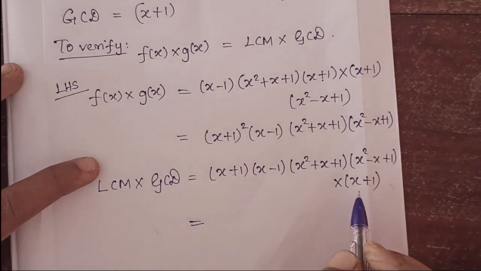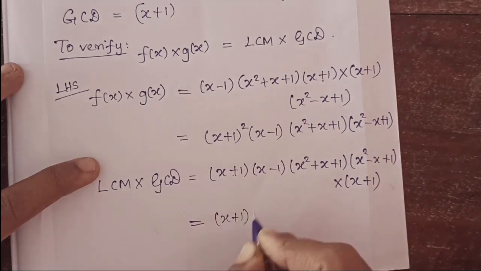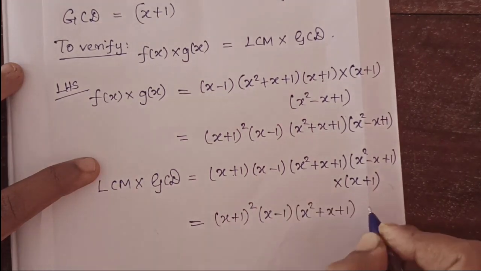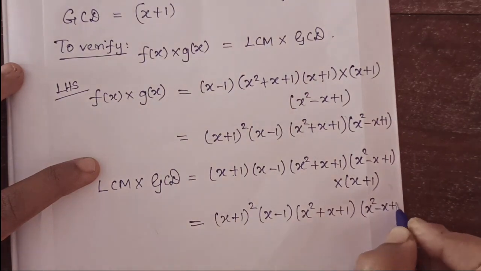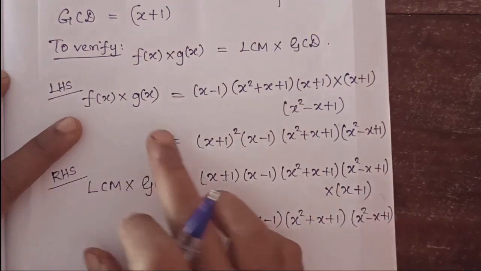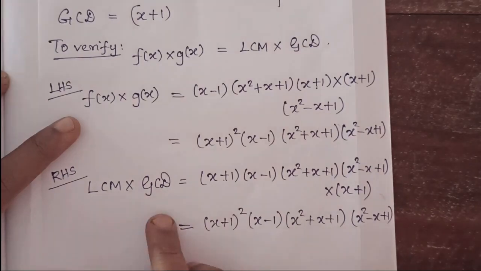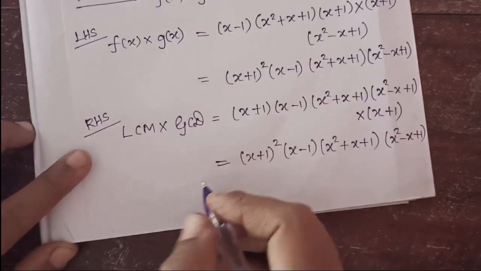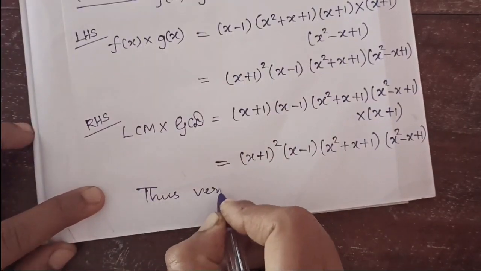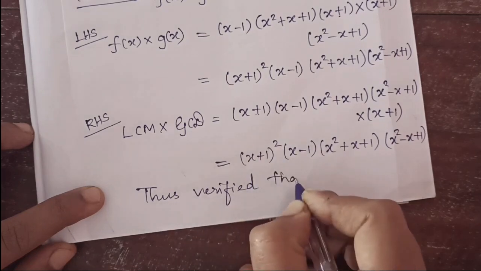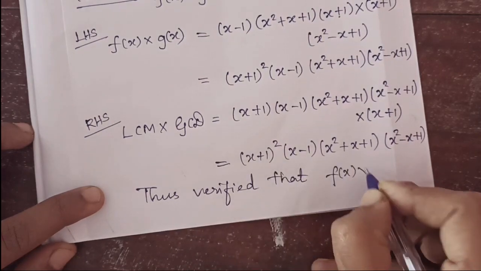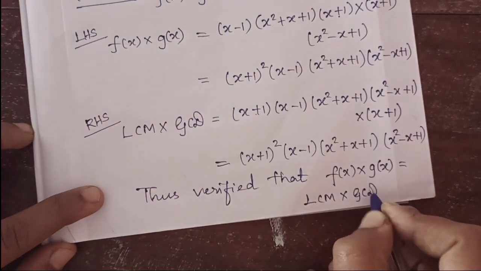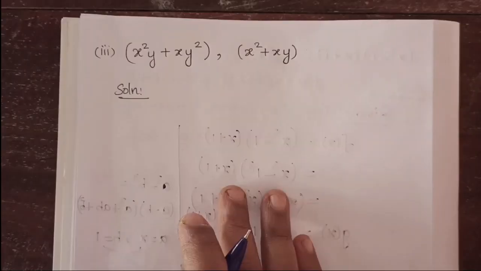Here also x plus 1 comes two times. So x plus 1 the whole square into x minus 1, then x square plus x plus 1, then again x square minus x plus 1. Just check it. f of x into g of x and LCM into GCD, both have the same answer. So thus verified that f of x into g of x is equal to LCM into GCD. That's all for the second question.